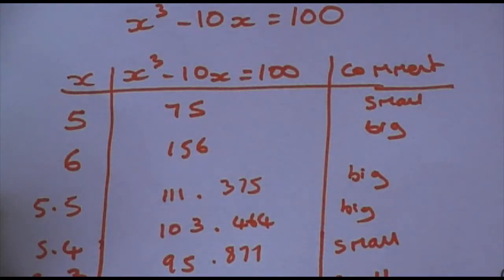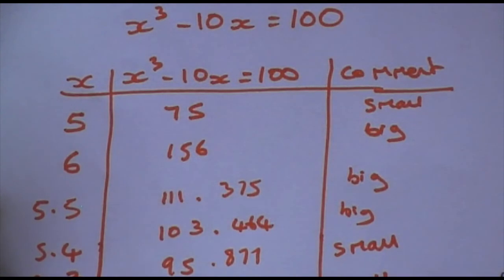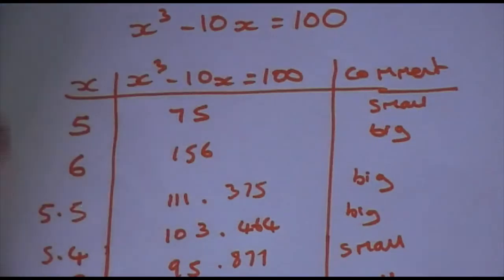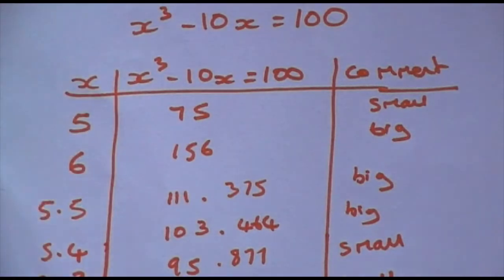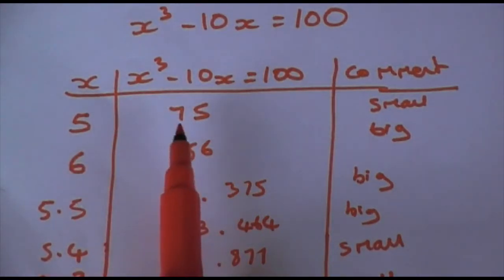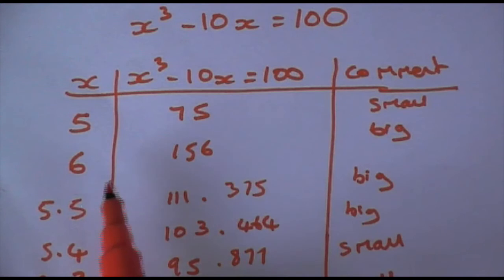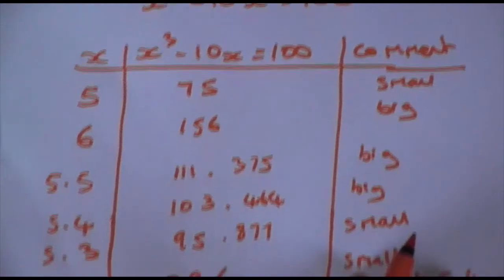Okay, hopefully your calculator skills are good enough so that you could very quickly try all the different integers. Maybe you tried x is 1 and got minus 9. x is 2, minus 12, x is 3, minus 3, x is 4, 24. Either way, the solution lies between 5 and 6 is what you should have found. x is 5 would give you 75, which is too small. x is 6 would have given you 156, which is too big.